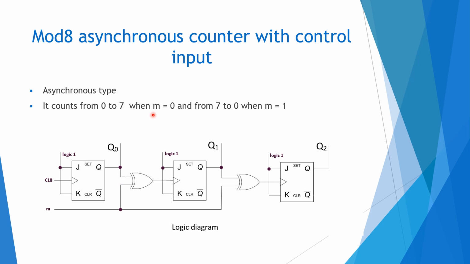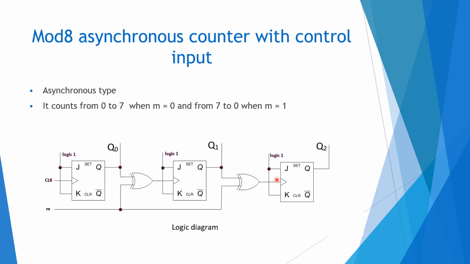Suppose when M is equal to 0, as you can see, there is an XOR gate here. When M is equal to 0, the value Q will be passing to the clock, and when M is equal to 1, the value will be Q bar at the output of the XOR gate. So Q bar will be applied to the clock input. That's the only logic. So when M is equal to 0, Q is connected to clock.